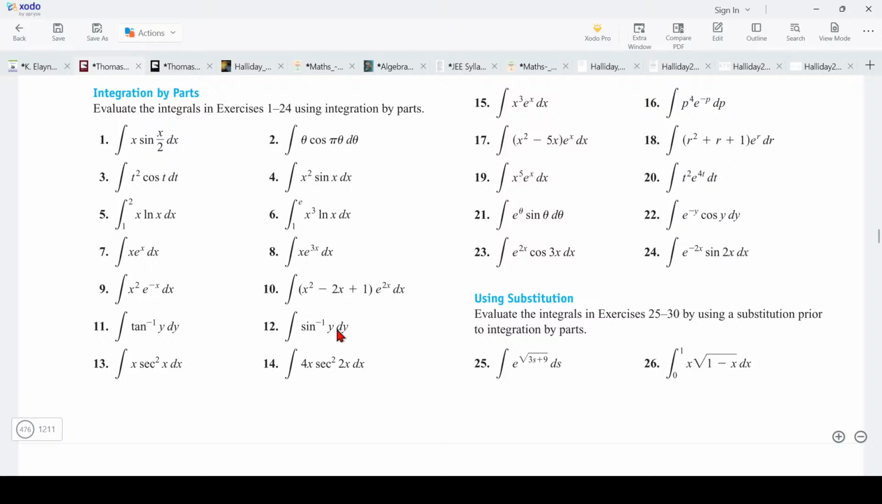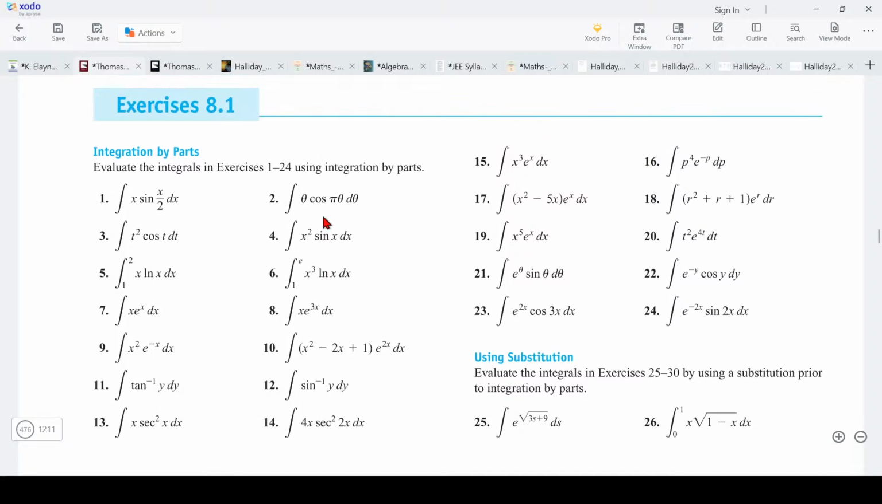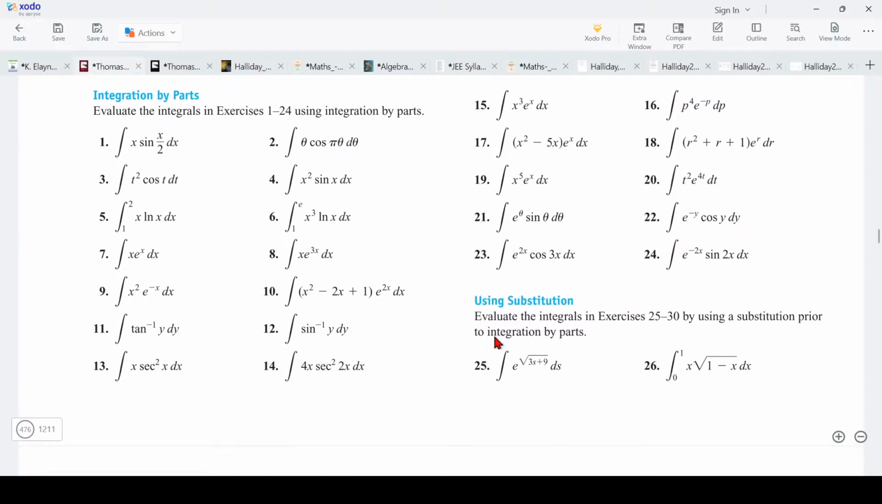So you have to do it in such a way that for the first function differentiation is easy, and for the second function integration should be easy. So you can try, and if you are not getting it, try another combination. Then you might get it. Otherwise, if you're still not getting it, just look at the solution. Okay, sir. Integration by parts.